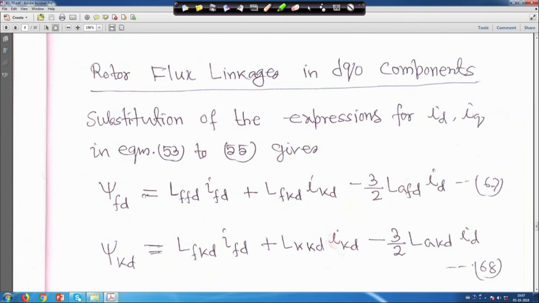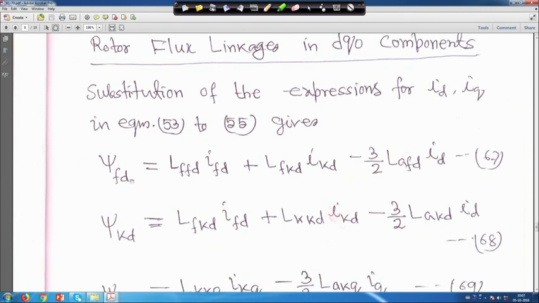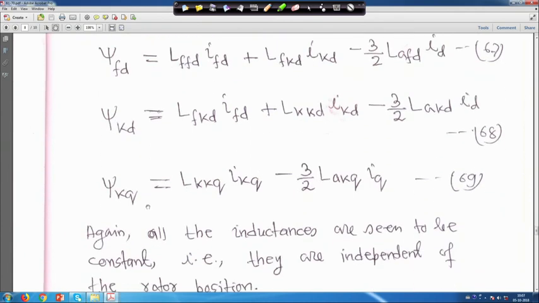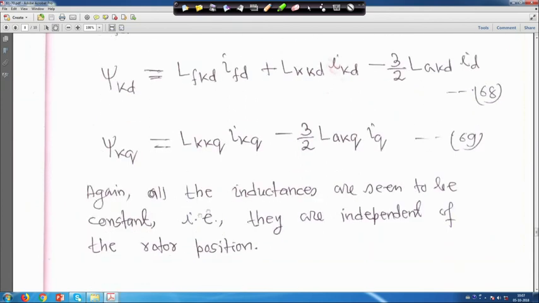So just have patience and do this. Psi f d will be L F F D I F D plus L F K D I K D minus 3 by 2 L F D I D. This is equation 67. Similarly, psi k d will be L F K D I F D plus L K K D I K D minus 3 by 2 L A K D I D. This is equation 68. And similarly, psi k q will become L K K Q I K Q minus 3 by 2 L A K Q I Q, equation 69. Therefore, again all the inductances are seen to be constant, because here there is no question of theta.